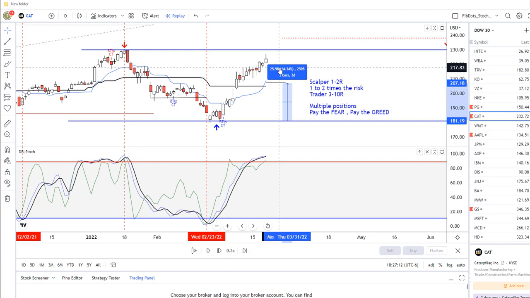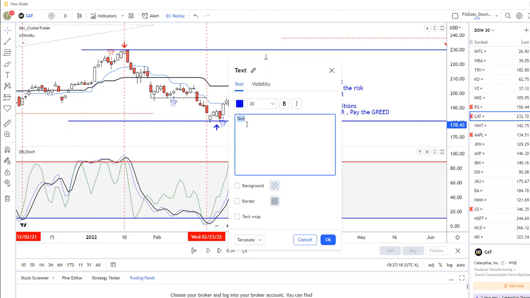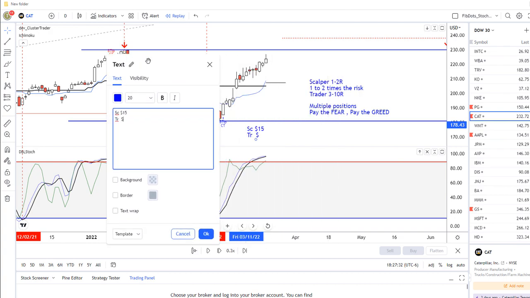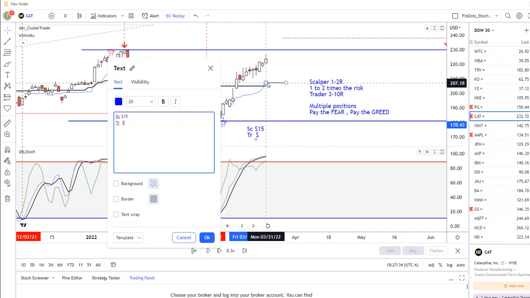So if I'm a back tester, I'm going to come in here and I'm going to record this. I'm going to say my scalper, SC, made, and let's say that we wanted 1.5R. So it made 15 bucks a share. My trader, TR, I'm locked in at, what did we say it was? 185 to 207, $22 a share.